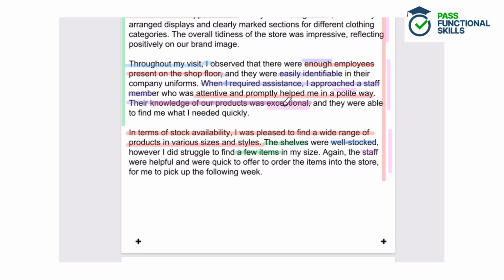We've also got the use of connectives in here, like and. And we've got this used here as well. And words like that just really help to connect your ideas together to show that you understand that certain ideas go together effectively and other ideas can contrast with what you're talking about.